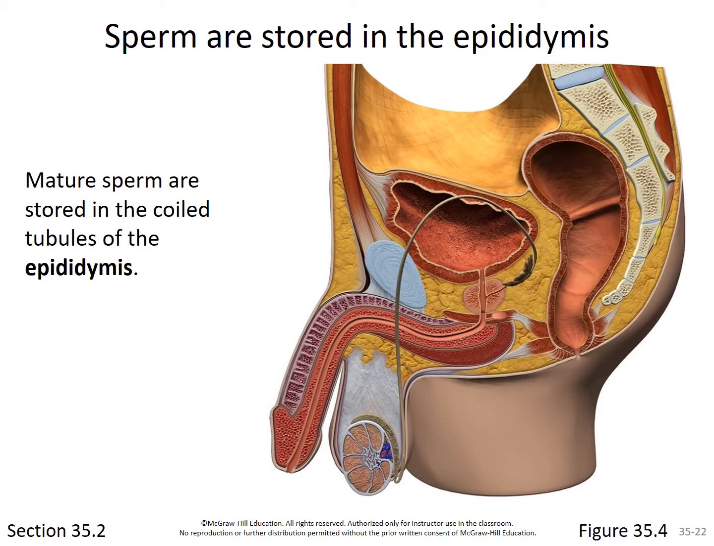So now we're going to talk about where sperm are stored and the route that sperm take out of the body, and what else is actually added to semen along the way in the human male reproductive system. So first of all, mature sperm are stored in the epididymis, which you see outlined in green here.